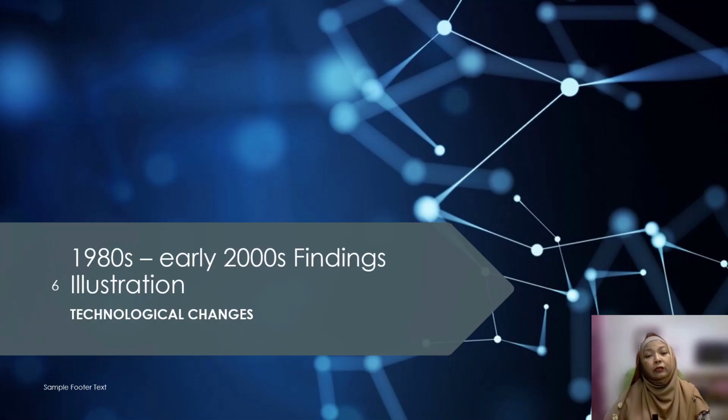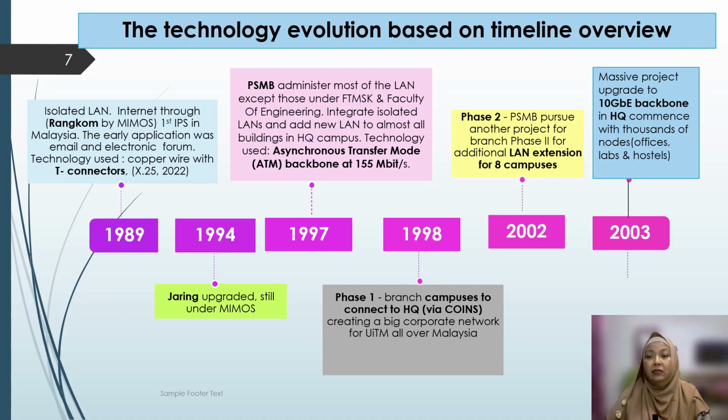So let's go into the findings. The findings are about the history of technology changes in network infrastructure since the 1980s. As you can see, this is the evolution of where the network was introduced. There was already a local area network in ITM then, in 1989, using copper wire with T connectors, which is X.25 technology, and the internet link was using Rancom by ISP MIMOS. ISP is the internet service provider.